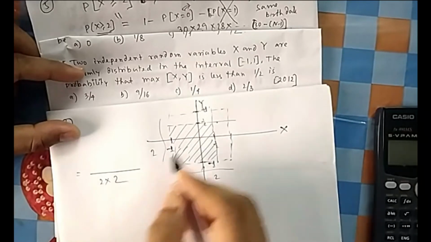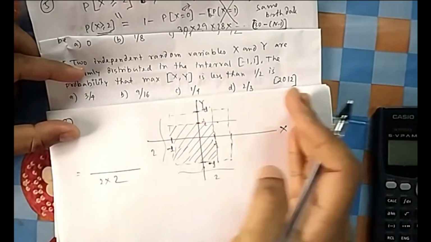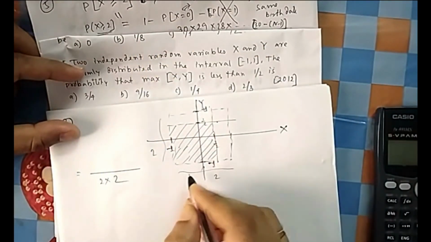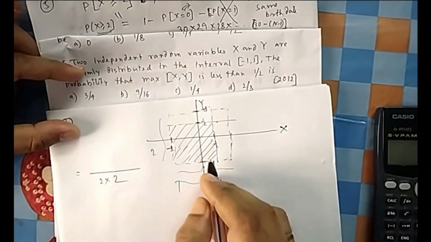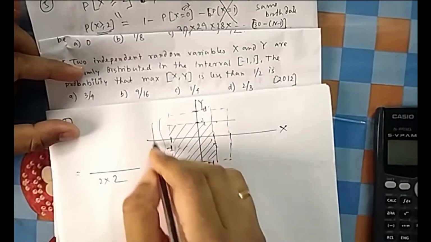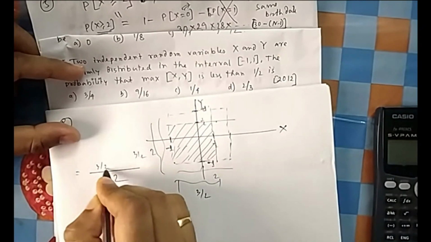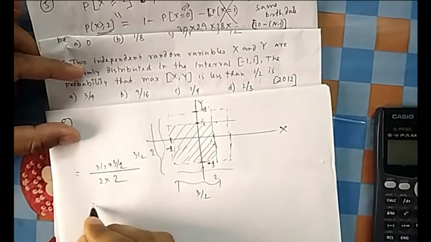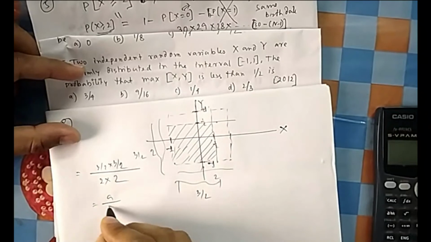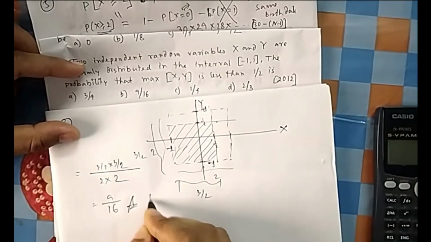This one was the total area, but the required area is this one. So x cannot go beyond half, and y also cannot go beyond half. Now what is the length from here to here? Half plus 1, 3 by 2. And what is this length? 3 by 2. So 3 by 2 into 3 by 2, so it is 9 by 4. Divided by 4, that is 9 by 16, that is your option B.